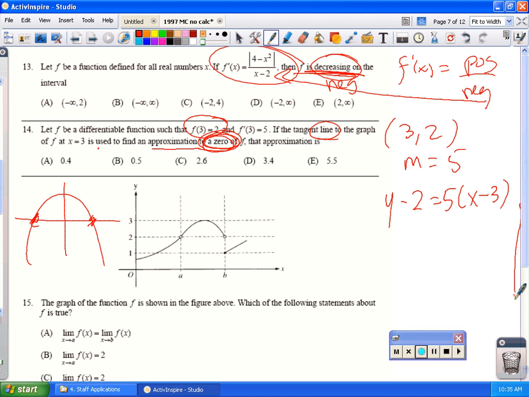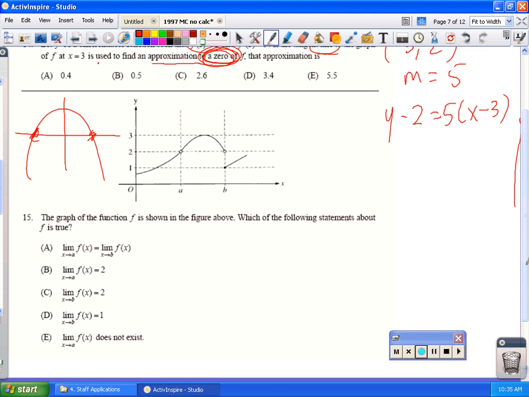Number 15. Limits. What's the left limit here? We are approaching a y value. Can there be a limit there? Yeah, approaching. Remember, that's how we started our year. As we approach from the left, the y value we're getting closer to is 2.